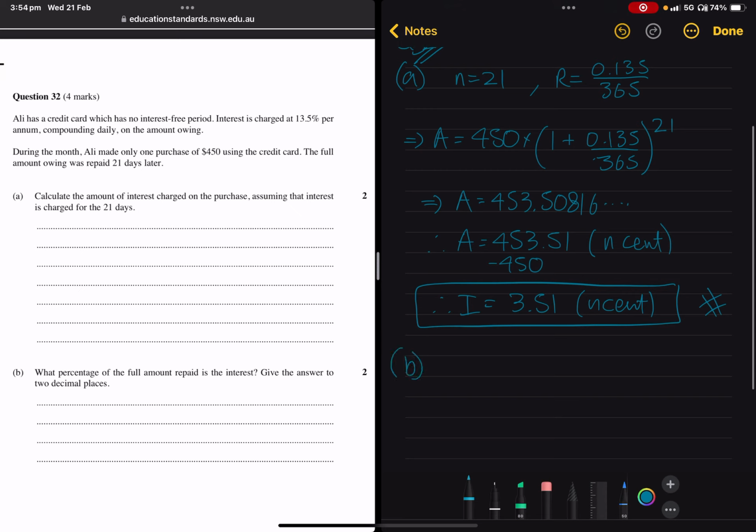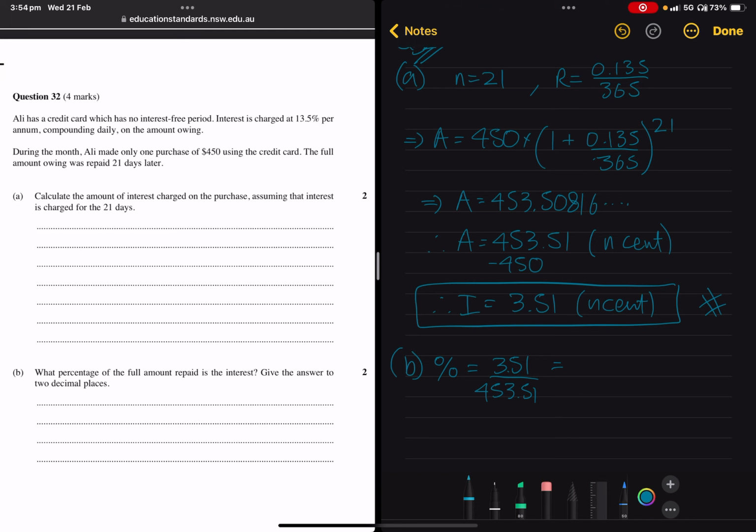Now part B, what percentage of the full amount repaid is the interest? Well, the full repayment is the 453.51. The interest is 3.51. So the percentage in this case will just be 3.51 divided by 453.51. And if we want this as a percentage, we could multiply this by 100. We'll get this as a decimal and then convert it.